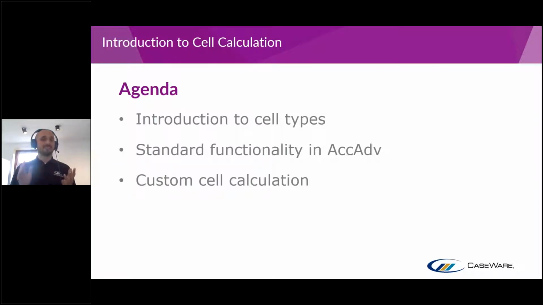We also look at standard functionality. So how do we change calculations within the standard AccountsAdvanced template? When we're looking at FRS 101, 102, even IFRS, it's got the same kind of methodology there. So we can use the functionality from the toolbar just to create some custom calculations. Then we're going to be looking at completely custom cell calculations, where we can use these.